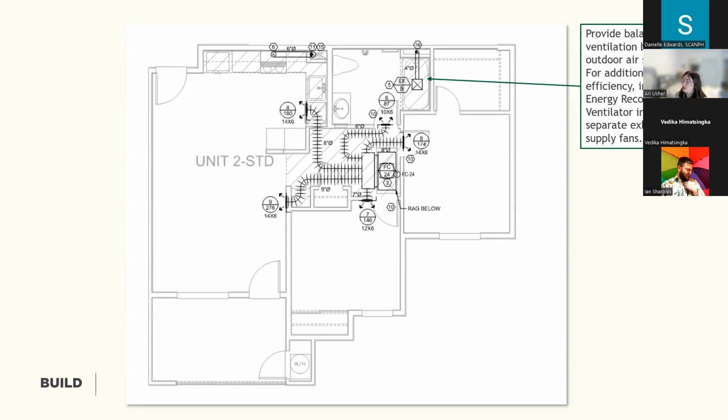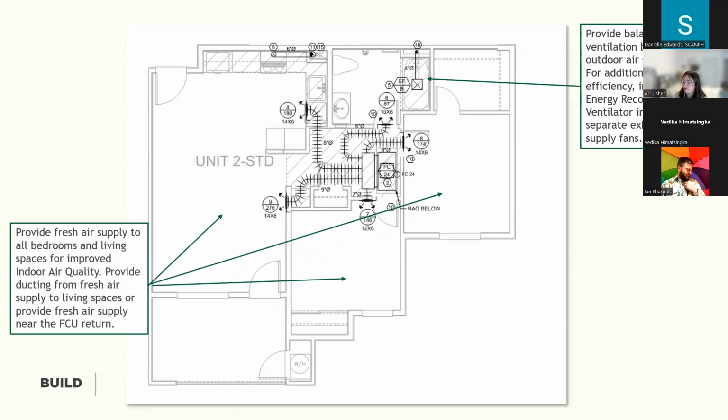And now in terms of ducting, how would we actually want to see that fresh air supplied? We always recommend supplying fresh air to all of the living spaces and bedrooms. So if you're going to add on a supply fan here, what that would look like is ducting the supply air to all three of these spaces in the unit.